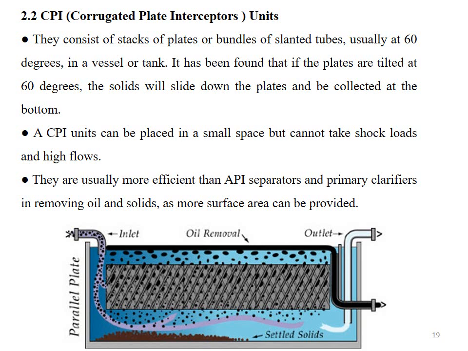A CPI unit can be placed in a small space but cannot take shock loads and high flows. So this can be a drawback of this separator as well. However, they are usually more efficient than API separators and primary clarifiers in removing oil and solids, as more surface area can be provided in these tanks.